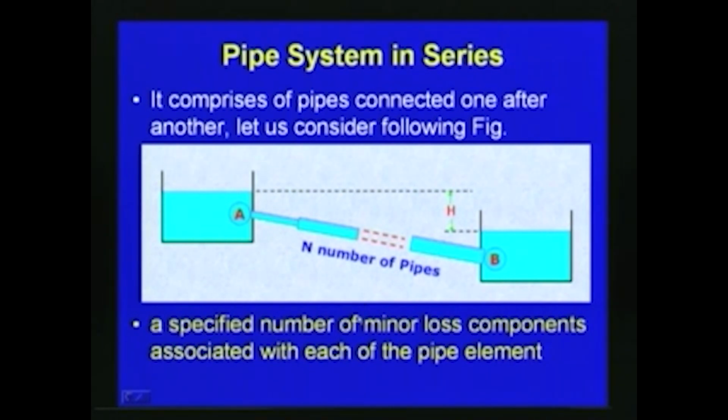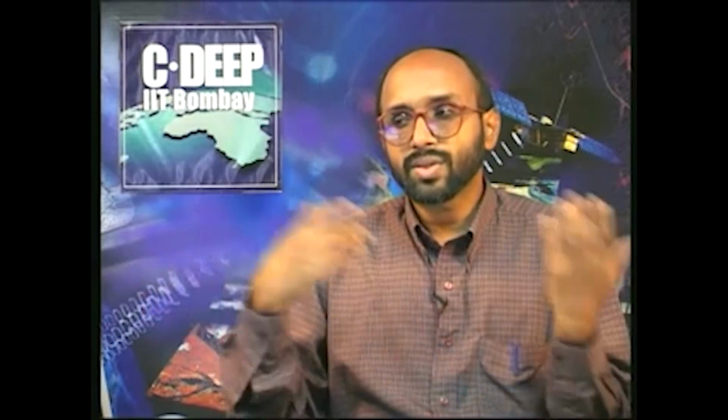With respect to each pipe which is connected, there will be major losses, and also there will be minor loss components associated with each of the pipe elements. Now we will discuss in detail what kind of problems will be there with the pipe systems, and how to solve these kinds of problems when we deal with the pipe systems. We have seen that we have to consider the minor loss and also the major loss.